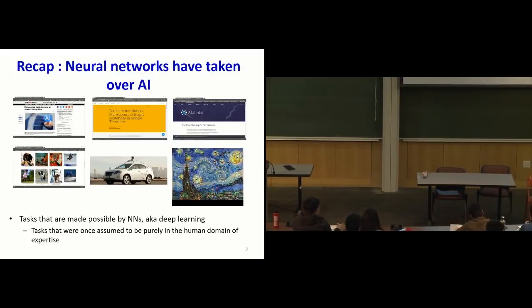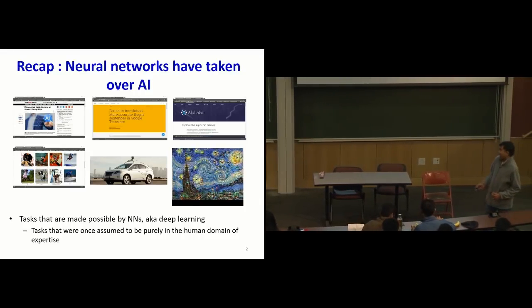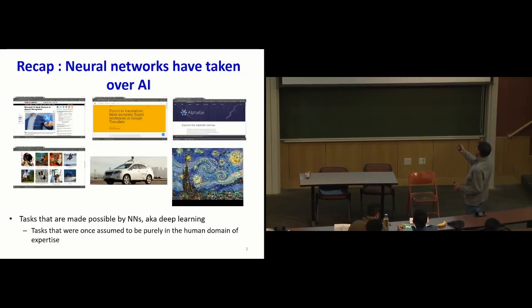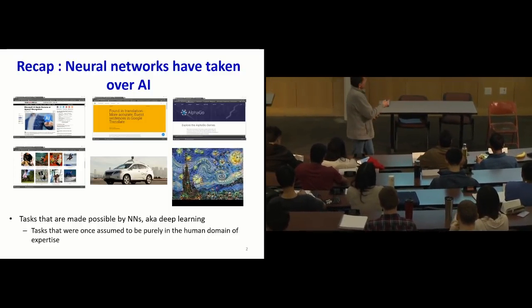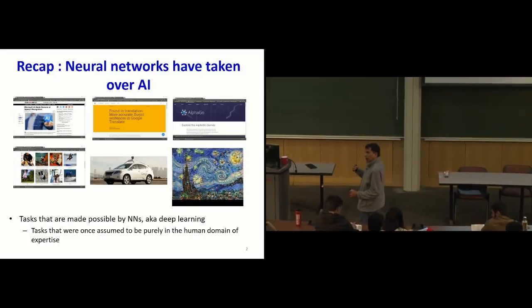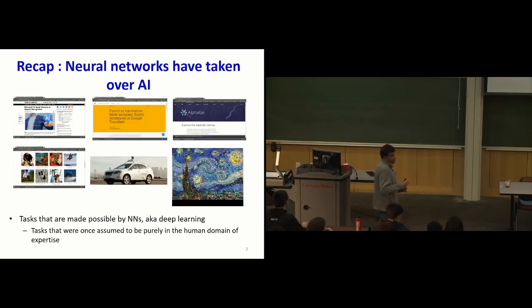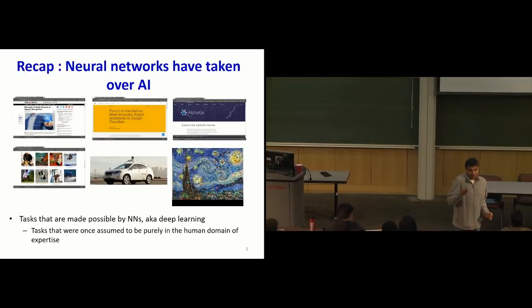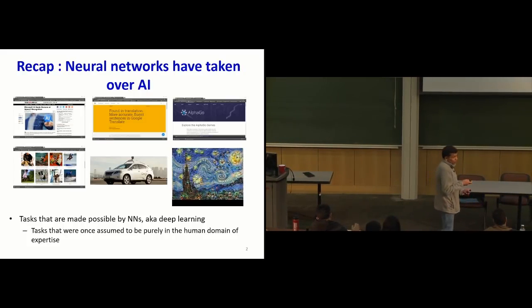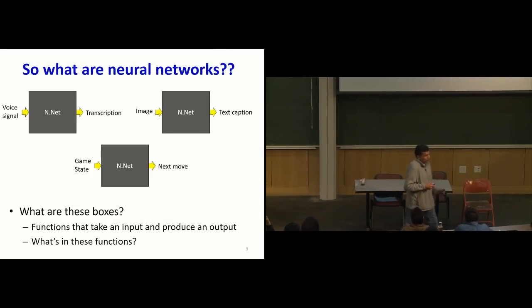First, we observed that neural networks have become the state of the art in many AI-related tasks like speech recognition, machine translation, playing smart games, driving cars, sticking captions on pictures, even being creative. Now, the thing about all of these tasks is that for a very, very long time, these were thought to be strictly in the domain of human expertise. Machines were not supposed to be able to do this, right? And then neural networks came along, and they show us that they can not only do this, they can actually do it very well.